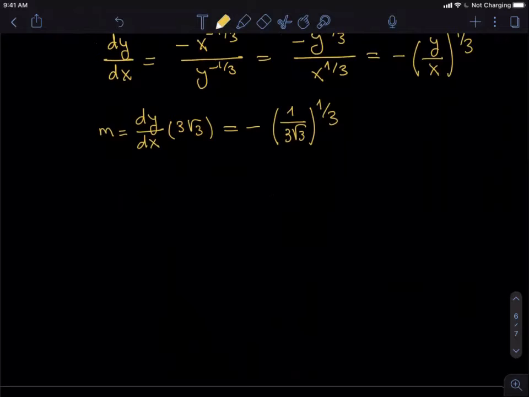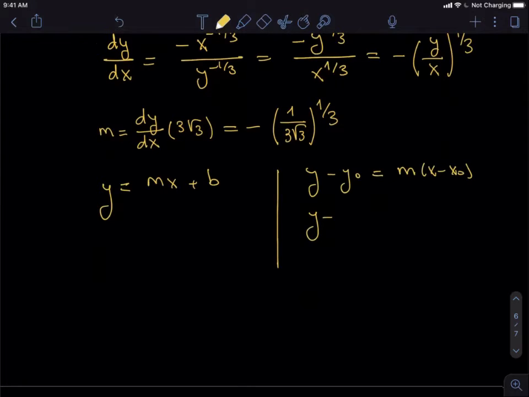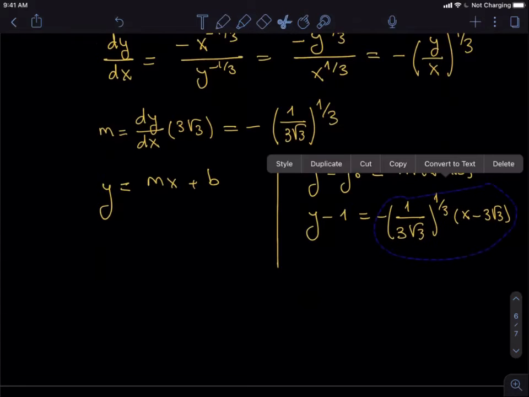So that being said, now we can write the equation for the tangent, which is mx plus b, or we can write it in the form y minus y0 equals m times (x minus x0). Probably the second one is easier. So we are going to have y minus 1 equals minus 1 over (3 square root of 3) to the power 1/3 times (x minus x0), which is 3 square root of 3. And we can simplify this and see what we get.